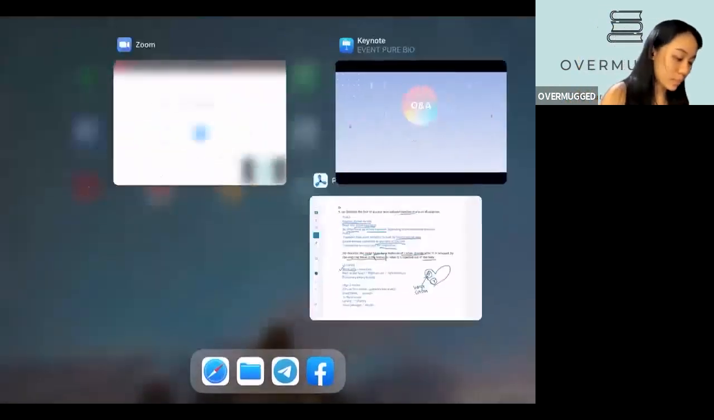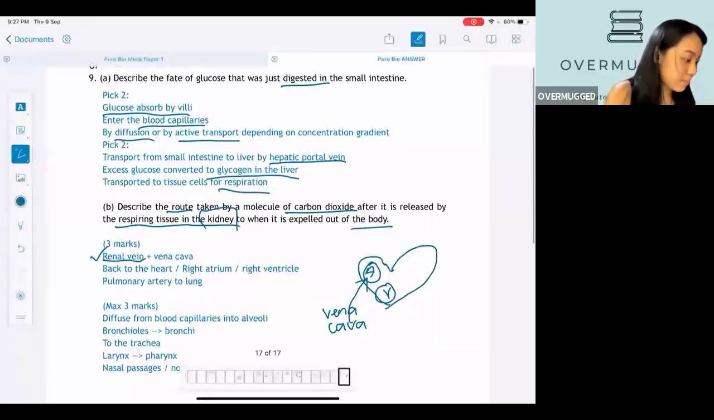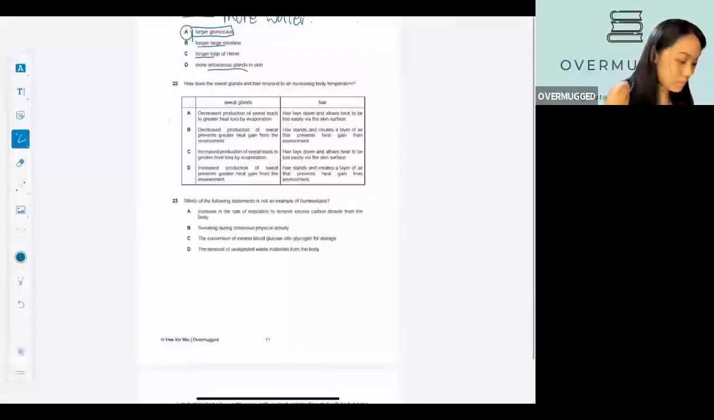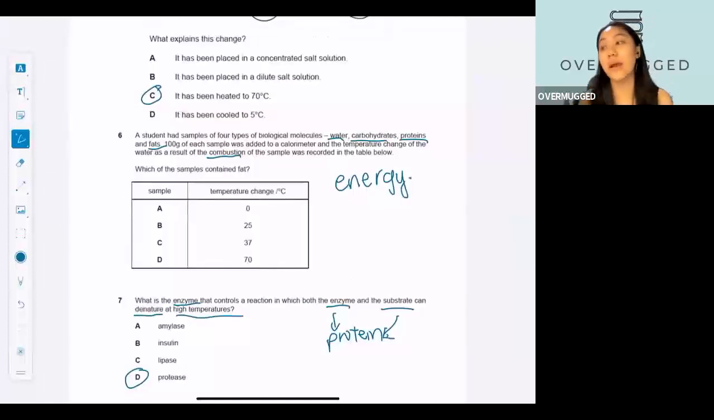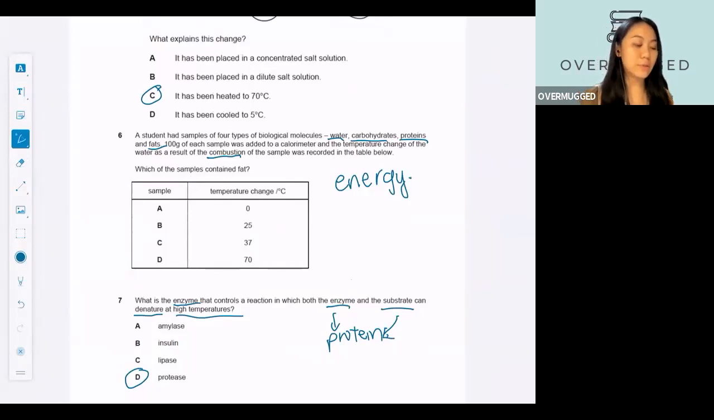Question 6 of MCQ is about energy. Water, carbohydrate, protein, and fats. So these are the 4 biological molecules here. And it asks which one contains fat. Fat has the most amount of energy. Energy, calories, they're the same thing. So 1 gram of fat has 9 calories. Carbohydrate and protein have 4. Which means fat stores the largest amount of energy, so it will lead to the highest temperature change.